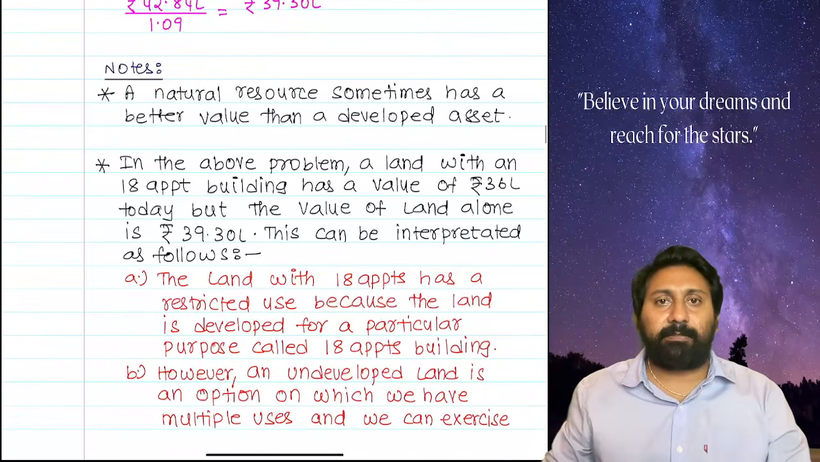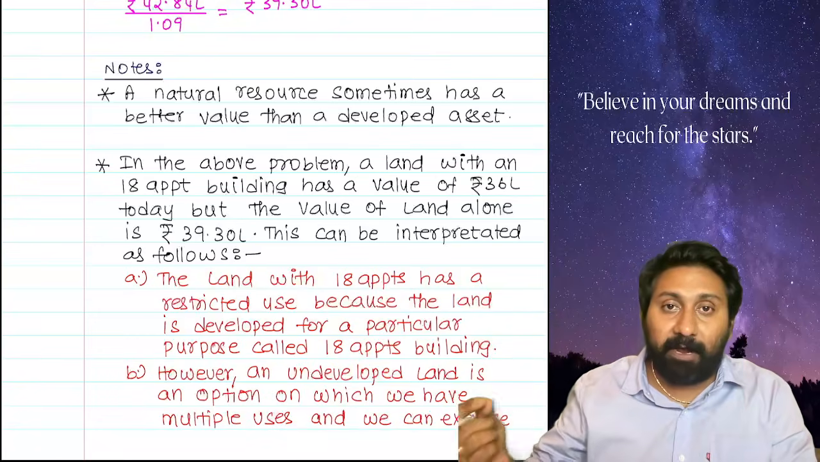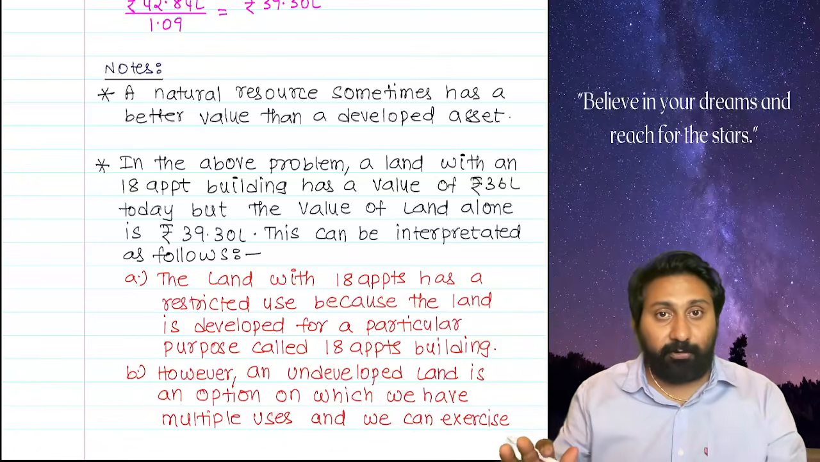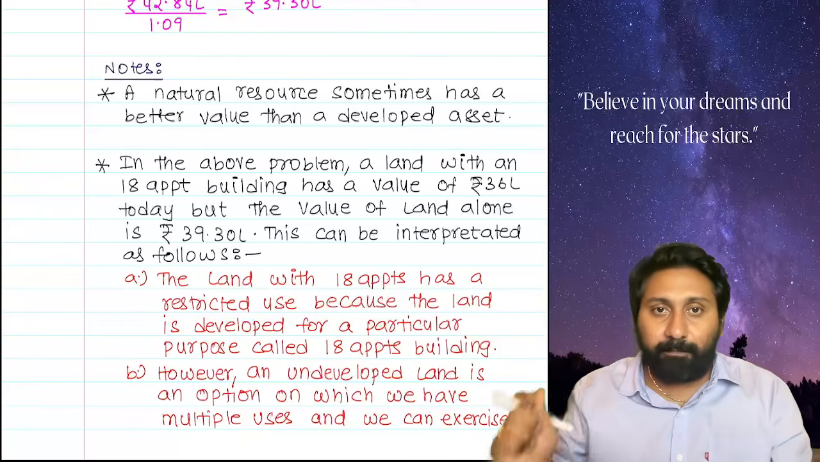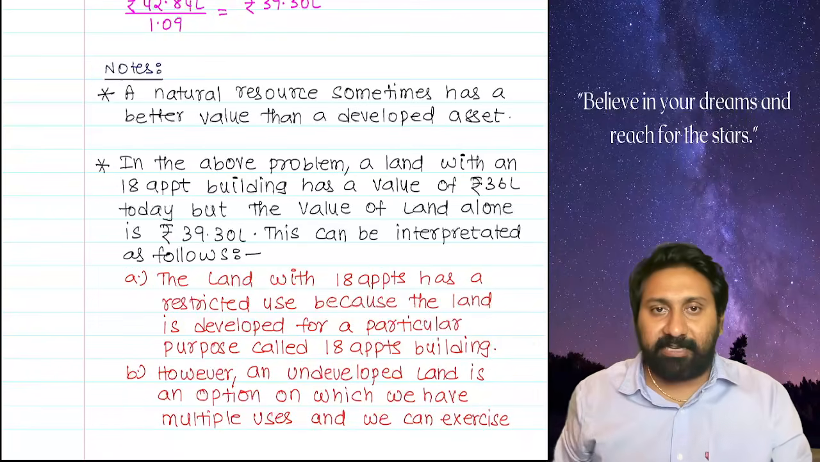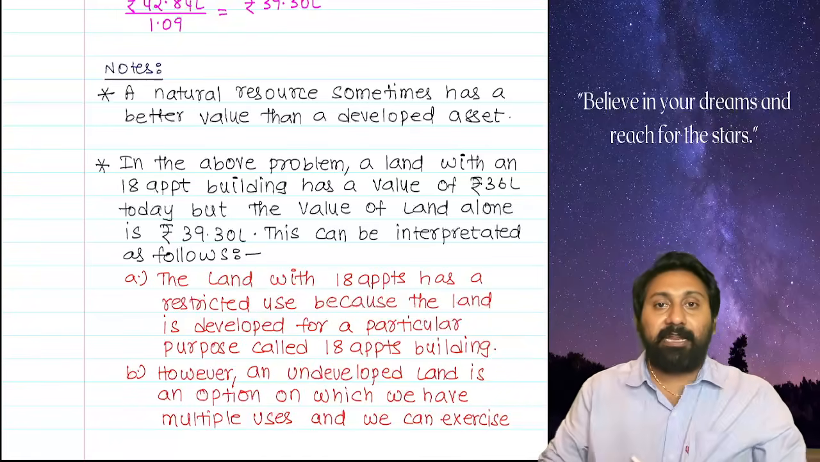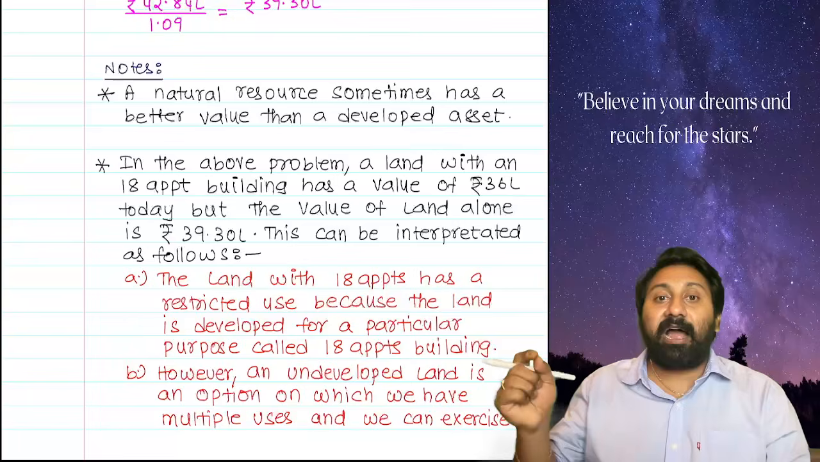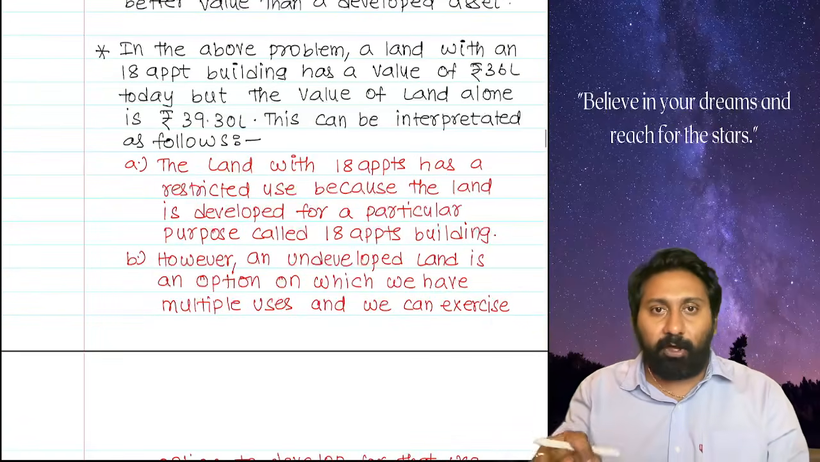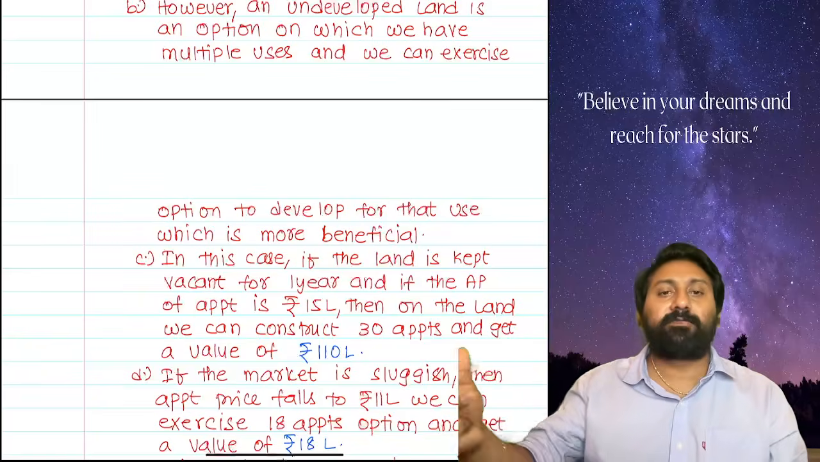A natural resource sometimes has a better value than a developed resource. In the above problem, a land with an 18 apartment building has a value of 36 lakh today, but the value of land alone is 39.30 lakhs. This can be interpreted as follows. The land with 18 apartments has a restricted use because the land is developed for a particular purpose called an 18 apartments building. However, an undeveloped land is an option on which we have multiple uses and we can exercise the option to develop for that which is more beneficial.